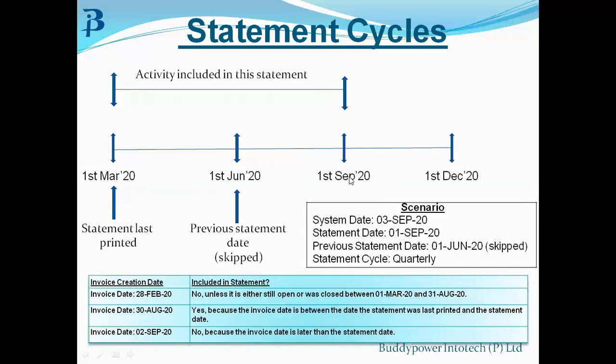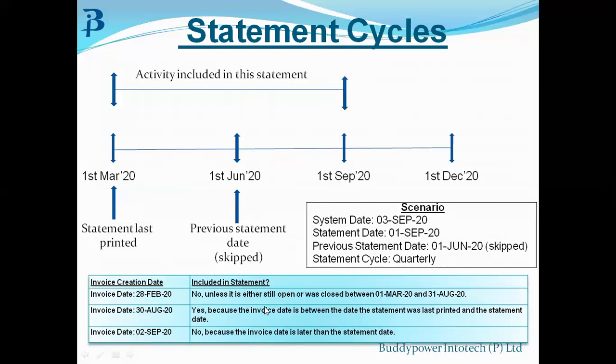The previous statement date, 1st June 2020, has been skipped, so the activity for that period now shows on the current statement. This will definitely show in the statement because it comes in between your last statement printed and your current statement date.